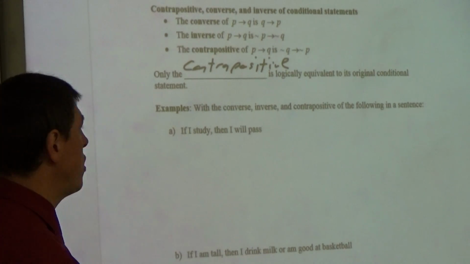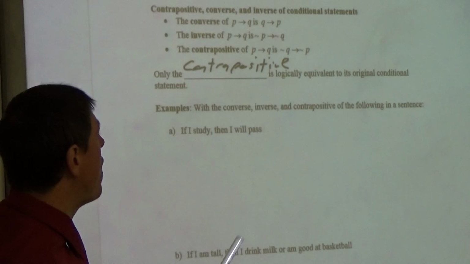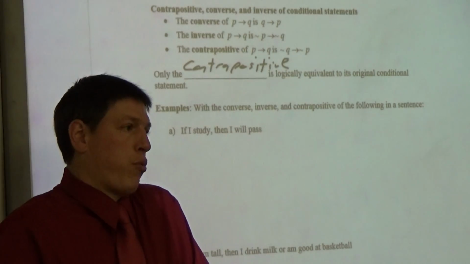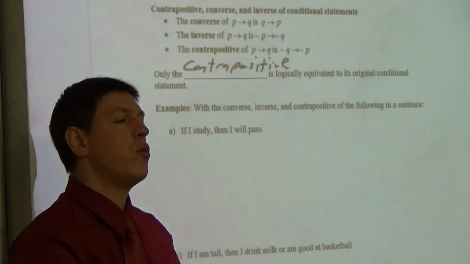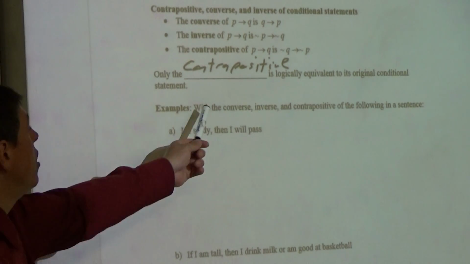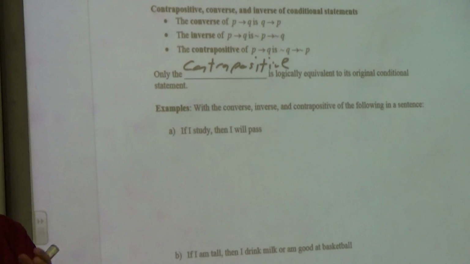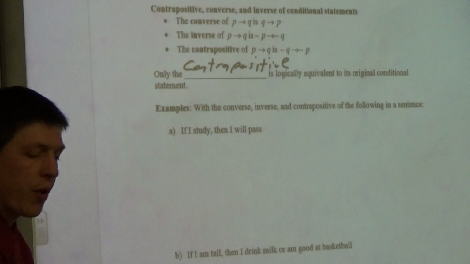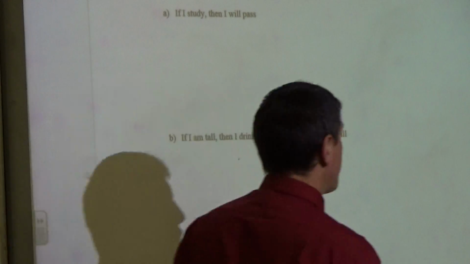It's the contrapositive. And by the way, if I wanted to prove that, couldn't I just make a truth table and prove it by truth table? You guys can go home and do that if you want to, or you can just believe me. Probably believing me is the good one in this. All right, let's do a couple examples. We're going to write the converse, inverse, and contrapositive, much easier than the Boolean algebra stuff. So if I study, then I will pass. I just said that one out for you, but let's write it up.